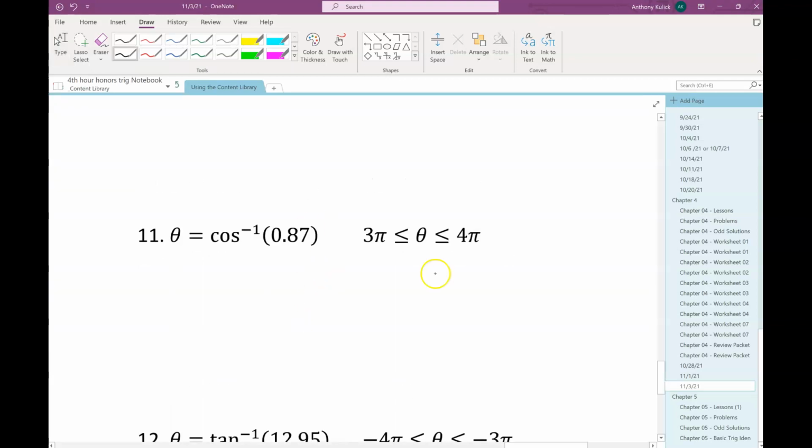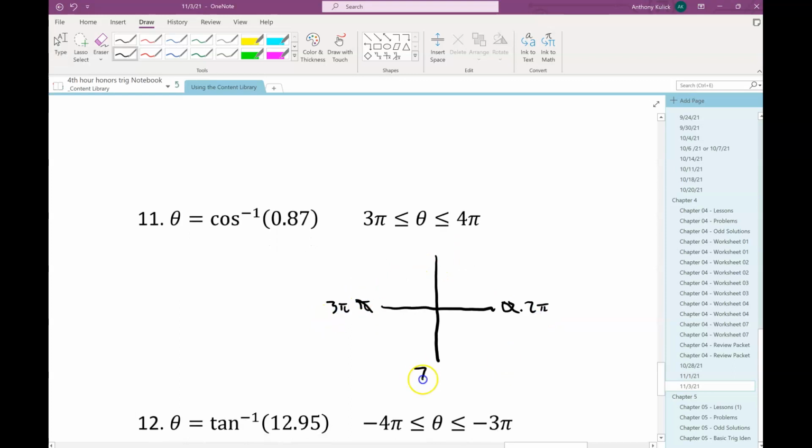We'll start by drawing our picture. So again, I'm going to just draw a little bit of it: 0, pi, 2 pi, 2.5 pi, 3 pi, 3.5 pi, 4 pi. So we're looking in quadrants 3 and 4. So far, so good? Okay.